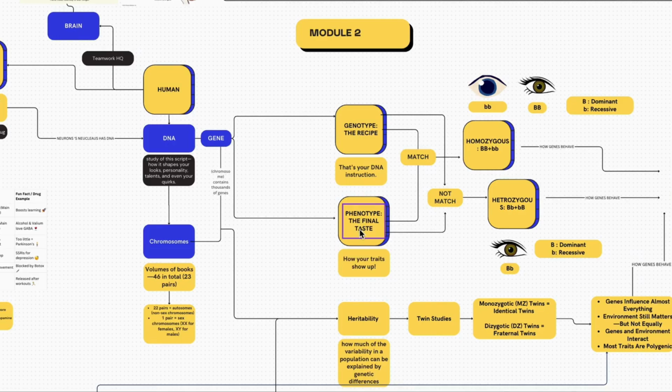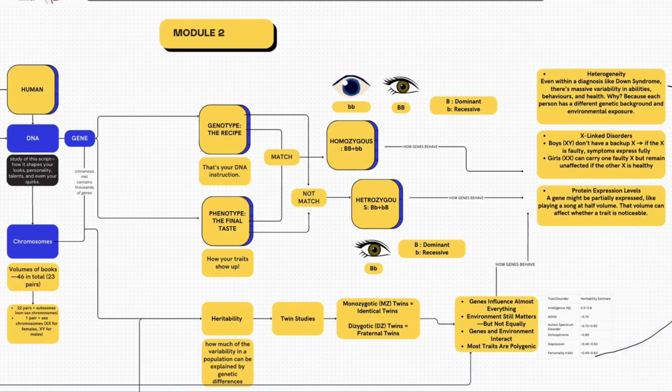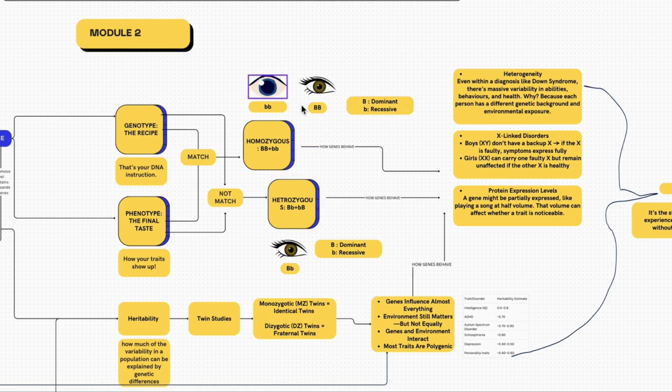up. So if these two match, then it's homozygous. If these two don't match, it's called heterozygous. And as we know, there are two types of genes, right? Dominant and recessive. And now we can learn about how these genes behave.